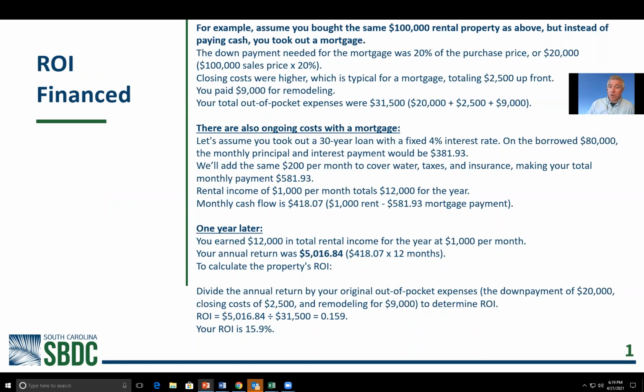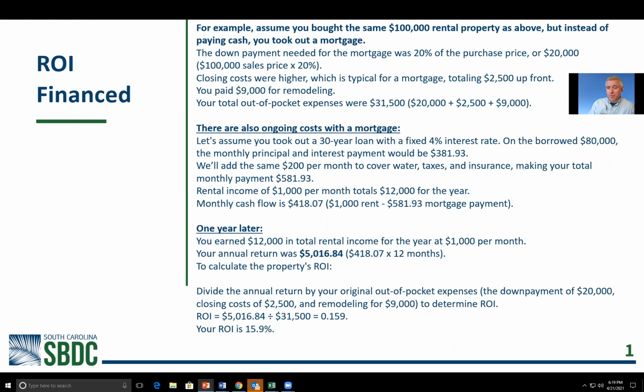So now there's also ongoing costs related to the mortgage. This adds a new cost over and above your normal expenses that you have on the property. So now let's say you got a 30-year fix, 4% interest rate, you borrowed $80,000. Your payments would be $381.93 on that. So you've got the mortgage payment every year. But you also have those other same payments we talked about, the water, taxes, insurance, stuff like that. So that's another $200 a month, right? So add those together, you've got $581.93 a month in expenses. The rental income is still $1,000 a month. So that's $12,000 a year.